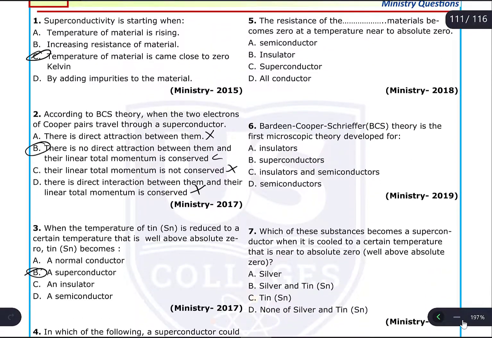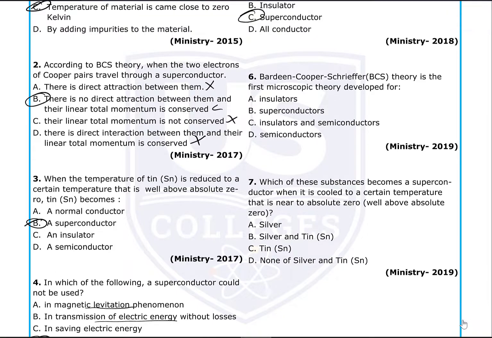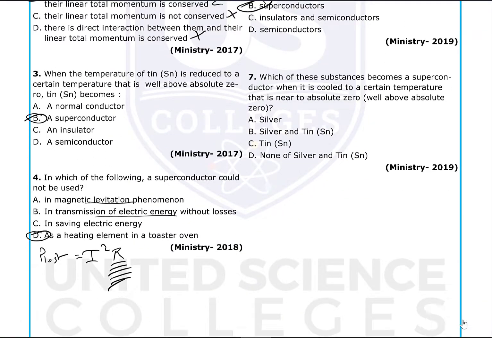Question number 5. The resistance of the material becomes zero at a temperature near absolute zero. Superconductor, of course. This is the definition of a superconductor. Bardeen-Cooper-Schrieffer BCS theory is the first microscopic theory developed for superconductors. Which of these substances becomes a superconductor when it's cooled to a certain temperature near zero? Silver never becomes a superconductor. That's why the answer with silver must be removed. Tin is the correct answer. Tin can be a superconductor at some temperature above absolute zero.